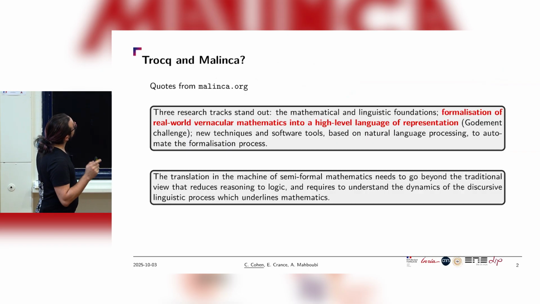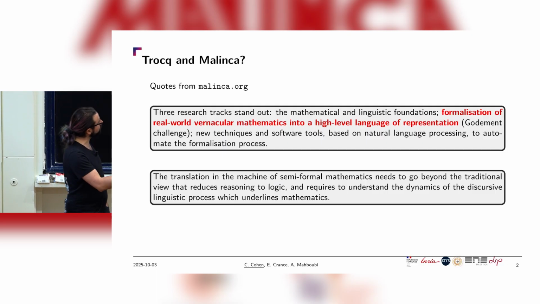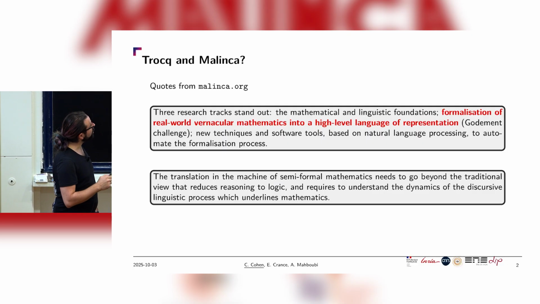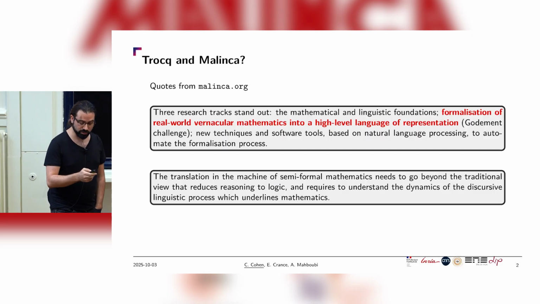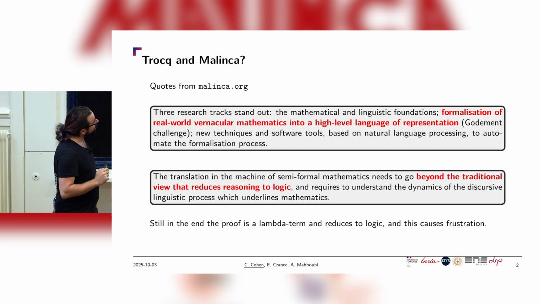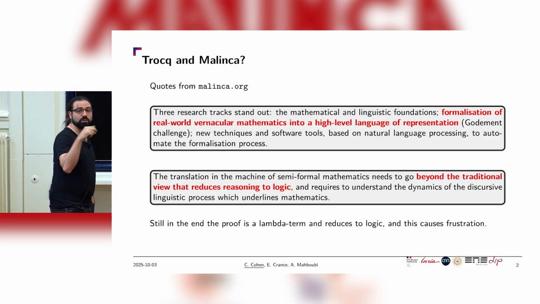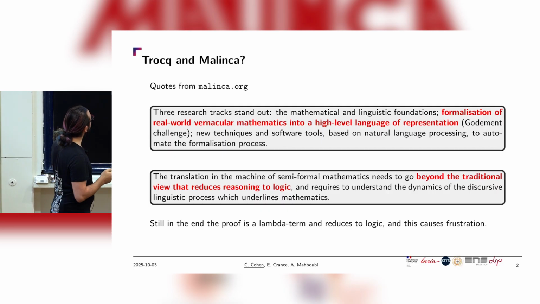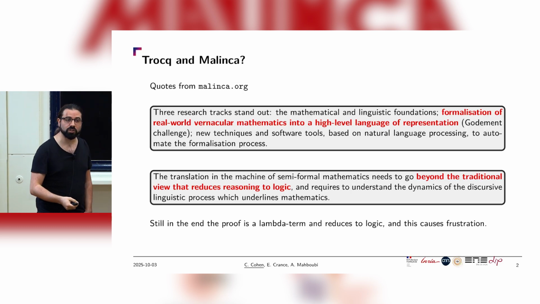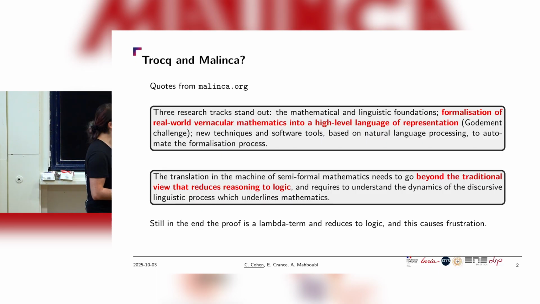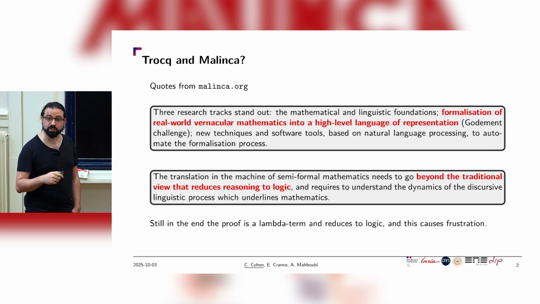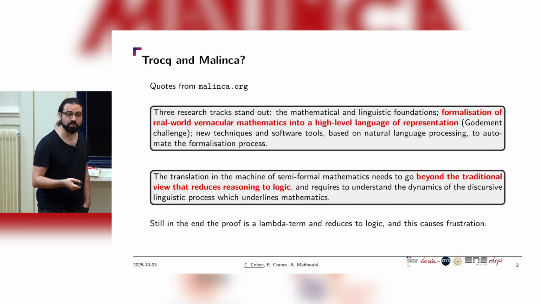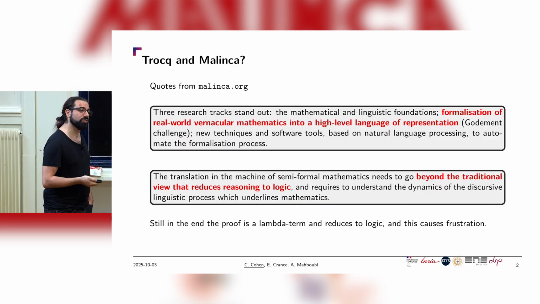And why that? Well, in another part of the website, you can read that the translation in the machine of semi-formal mathematics needs to go beyond the traditional view that reduces reasoning to logic and requires to understand the dynamics of the discursive linguistic process which underlines mathematics. And what I do believe is that this step is one of the pieces we are trying to fulfill with Trocq, because in the end, you still need to reduce your reasoning, however fuzzy it is, to logic, because that's the only thing that a proof assistant will ever accept. And when you try to do this in the ways that proof assistants allow you to do nowadays, it often causes a lot of frustration.